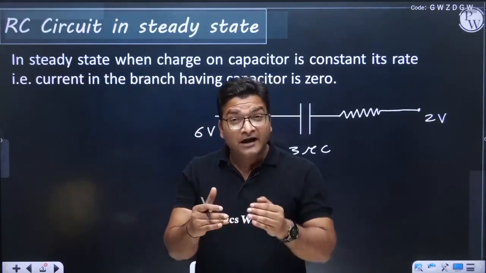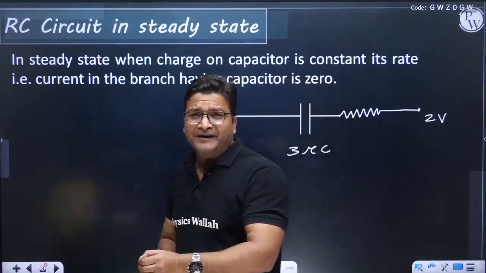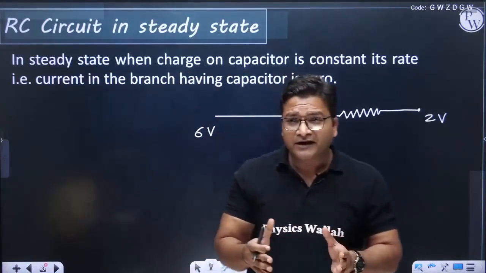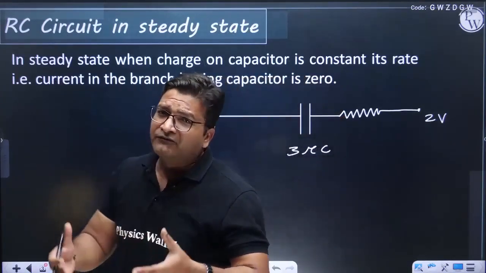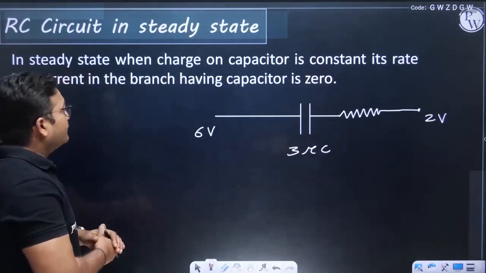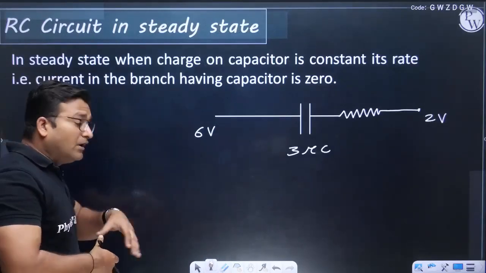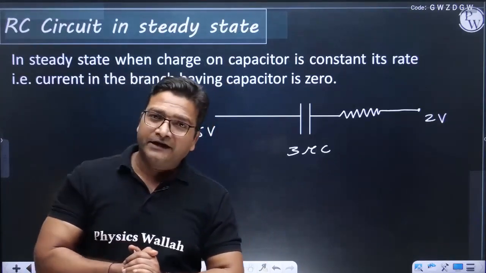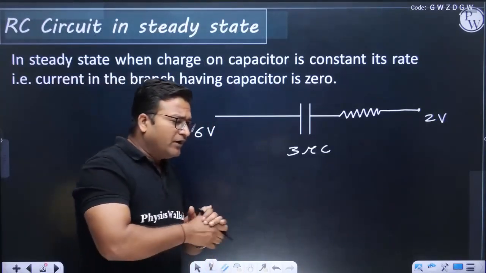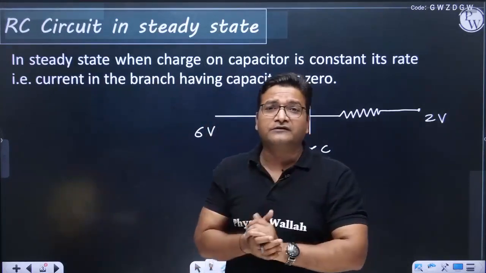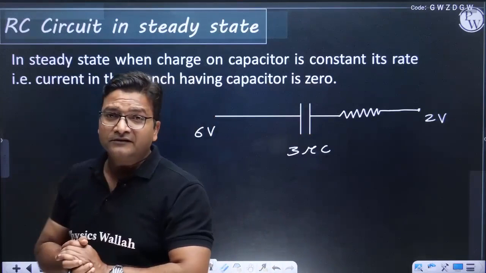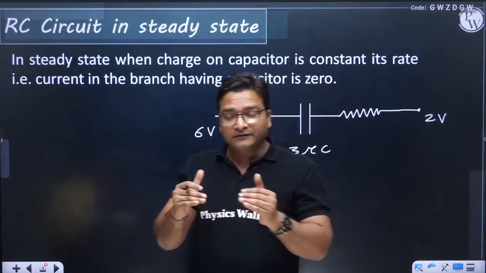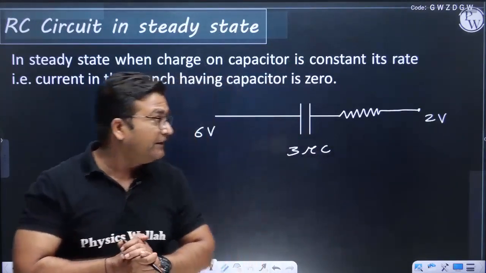What are RC circuits? RC circuits are simple circuits having some battery and resistances and having capacitances also. So if a circuit contains resistance, capacitance and battery, we call them RC circuits. Okay, so the idea is how RC circuits behave in steady state. So what is a steady state? A steady state is a state when all the parameters of the circuit are constant. Means the current is constant, the charge is constant, the potential differences are constant, then we say the circuit is in a steady state.